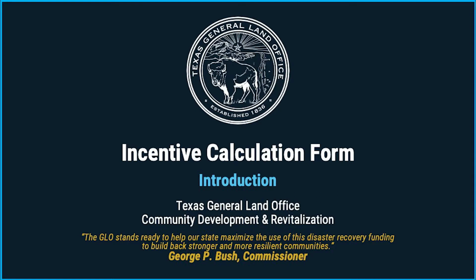To locate the document, go to the local buyout and acquisition program page, which is linked below in the description section of this video. Scroll down to the right side checklist section and click on the link for the incentive calculation form. Once you click on the link, your computer will download the fillable document. Please note you will need Microsoft Excel to view and edit this document.